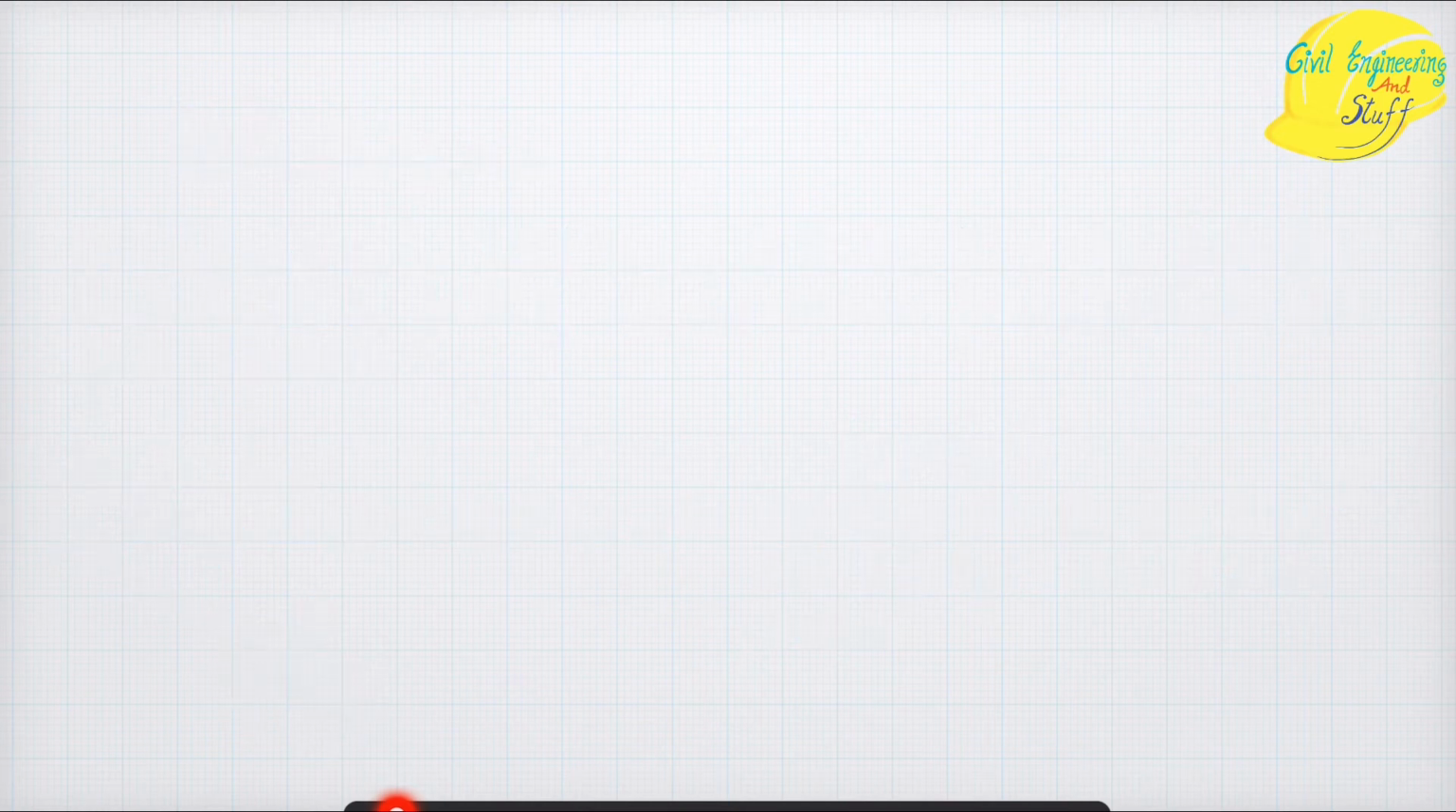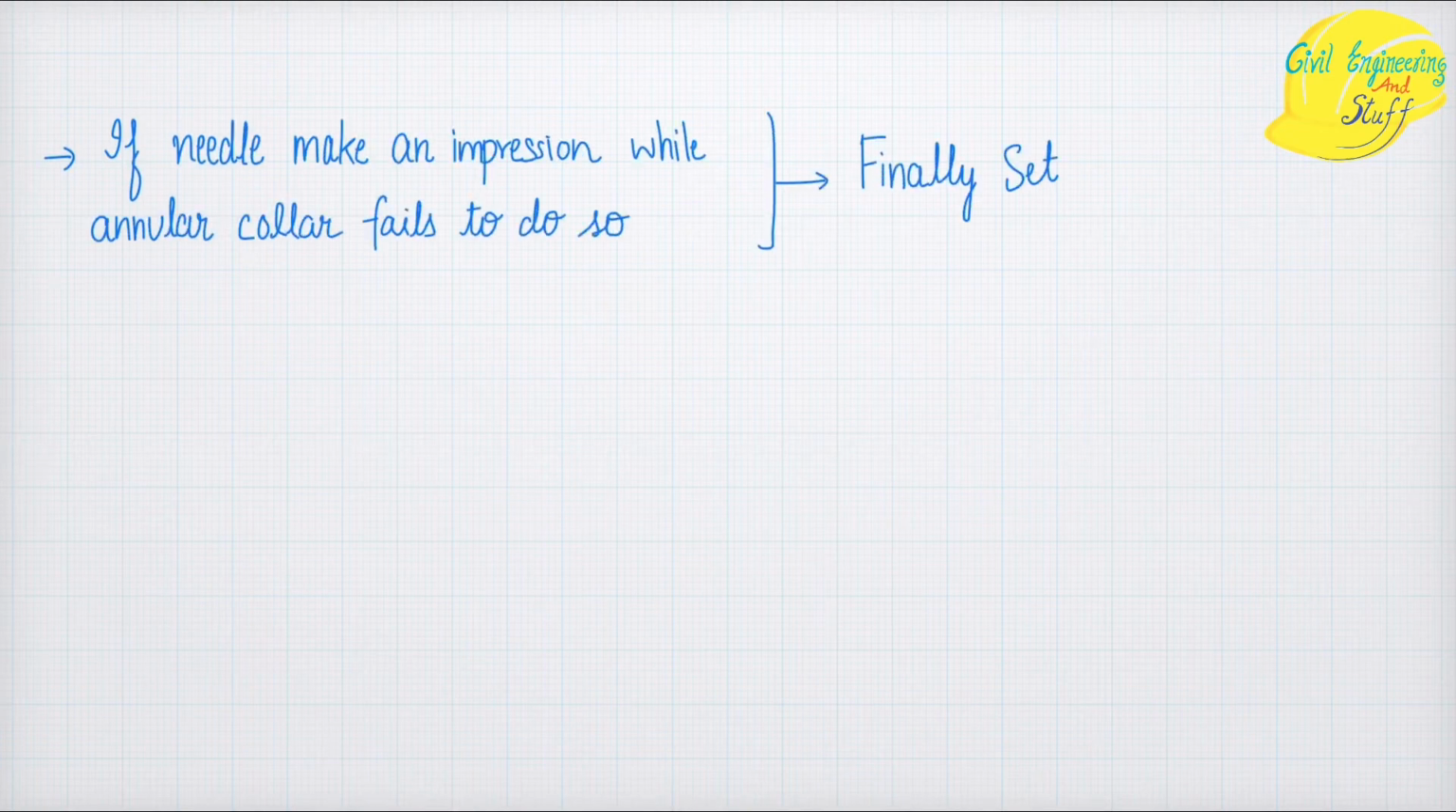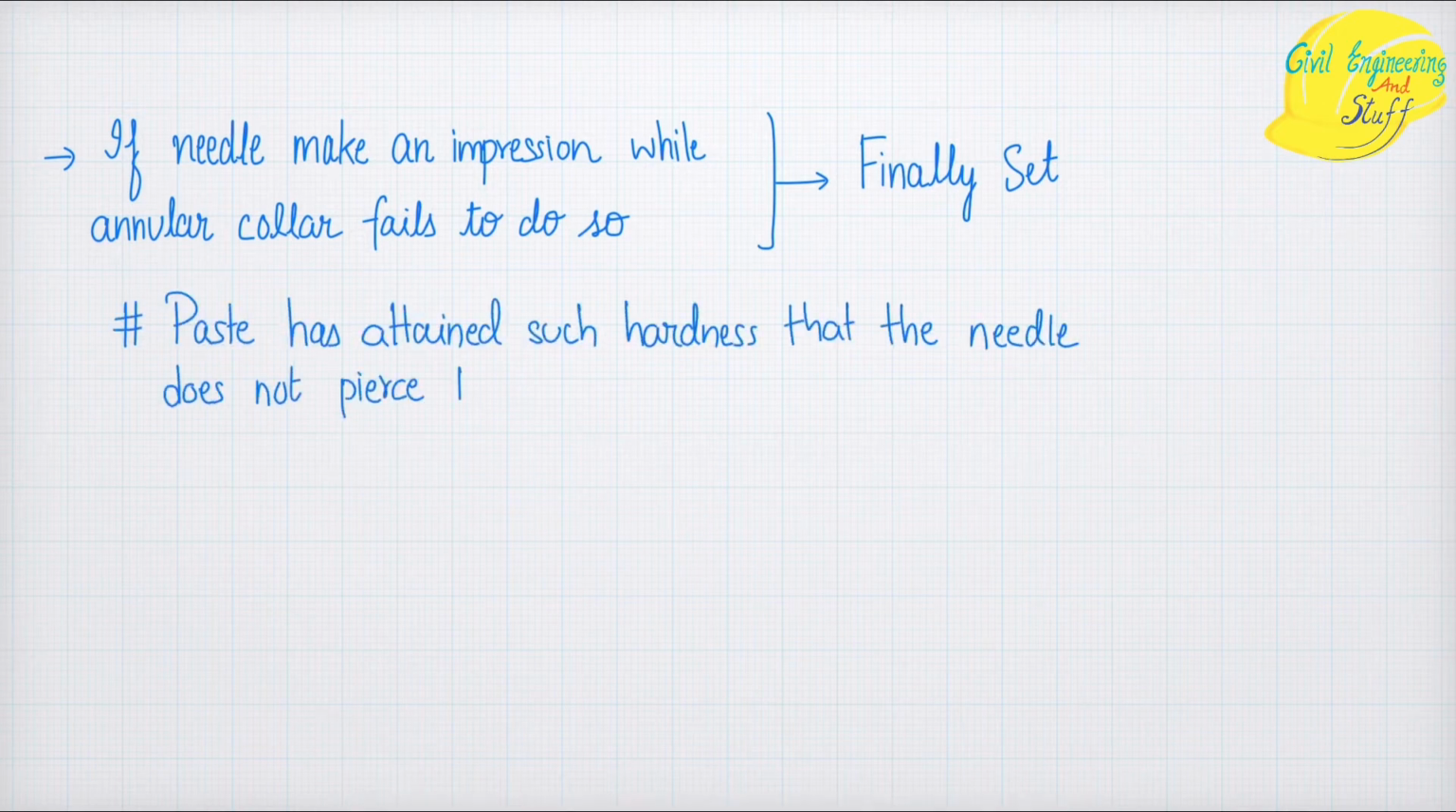Now if the needle makes an impression while the annular collar fails to do so, we call it that our sample is finally set. If the needle makes an impression while the annular collar fails to do so, we can say that our cement is finally set.